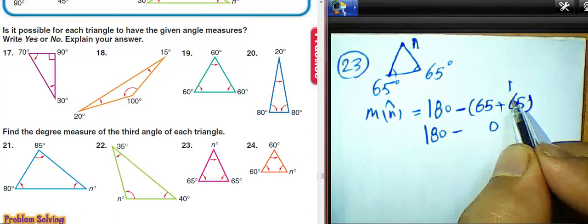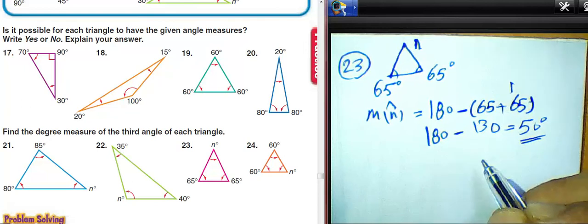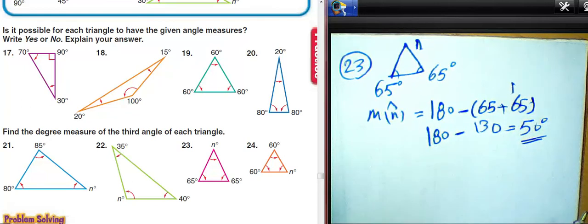0 and carry 1. 6 plus 6 equals 12, plus the carried 1 equals 13. Then the result will be 50 degrees. So the measure of angle n equals 50 degrees.